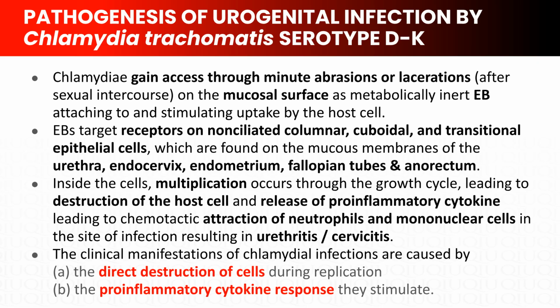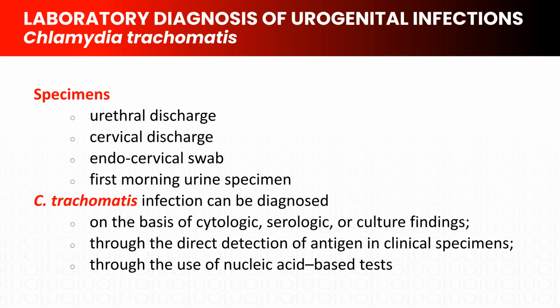In women particularly, repeated or persistent infection can lead to chronic inflammation and scarring of the fallopian tubes, resulting in pelvic inflammatory disease, ectopic pregnancy, and infertility. In men, chronic infection can lead to epididymitis and potentially affect fertility, though this is less common than the complications seen in women. For urogenital chlamydial infections, we can use several types of specimens.